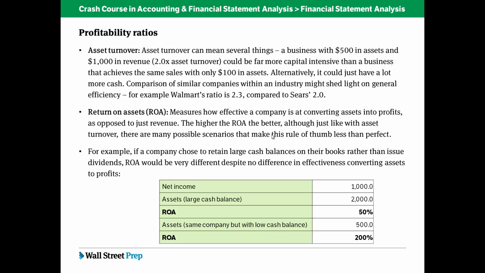Next, we turn to two profitability ratios that have some pros and cons. So first, asset turnover can mean several things. Imagine a business with $500 in assets and $1,000 in revenue is going to have a 2 times asset turnover. And that implies, all else equal, that it's more capital intensive than a business that achieves the same amount of sales with only $100 in assets.